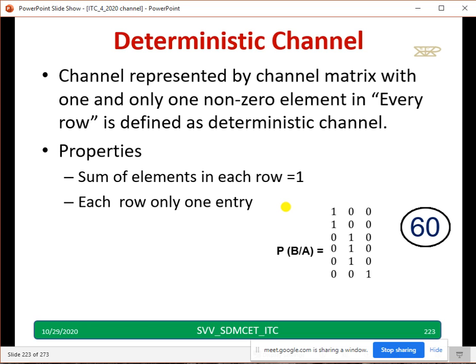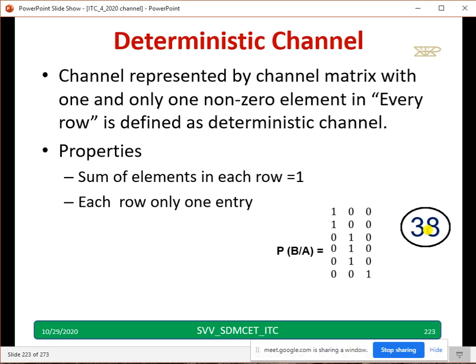Deterministic channel. A channel represented by a channel matrix with one and only one non-zero element in every row is defined as a deterministic channel. So you can write any one matrix, and the sum of elements in each row will be equal to 1 by default, no doubt. Each row has only one entry. This is a deterministic channel example. And cascaded channels we have already discussed when we solved the problems on cascaded channels. Hope you remember the X, Y, Z we took and discussed.